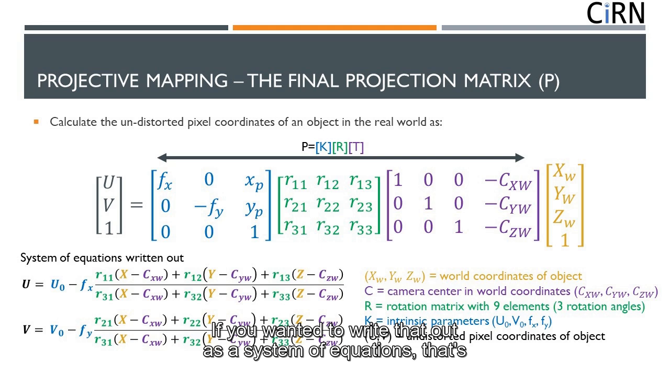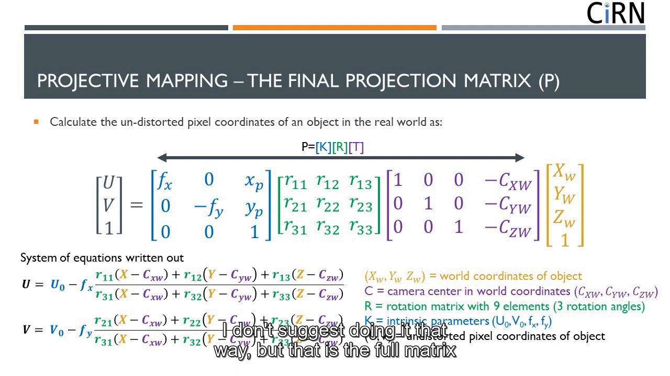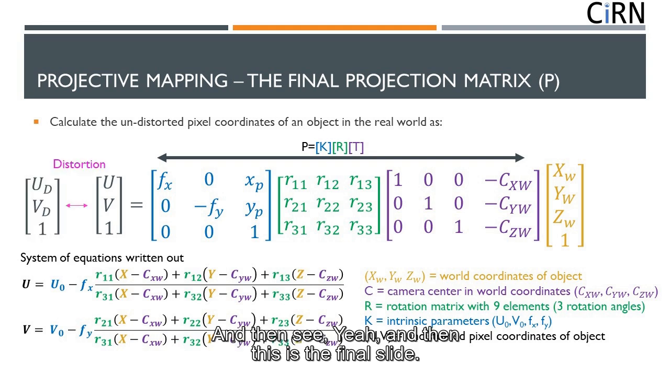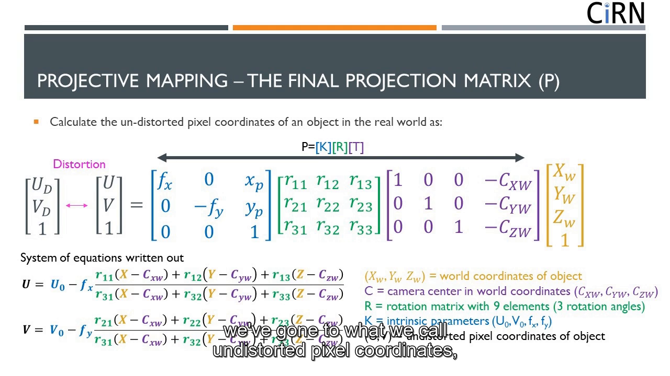If you wanted to write that out as a system of equations, that's what it would look like. I don't suggest doing it that way, but that is the full matrix math multiplication written out. And then this is the final slide. The last piece of the puzzle that we have to account for is we've gone to what we call undistorted pixel coordinates, which don't account for any warping of the lens. And so the final step is to go from undistorted UV pixel coordinates into distorted UV pixel coordinates.